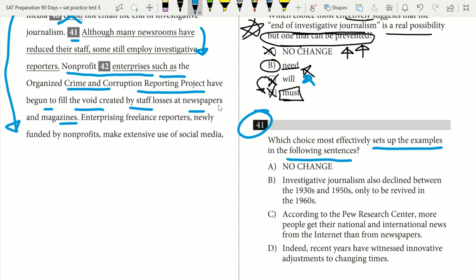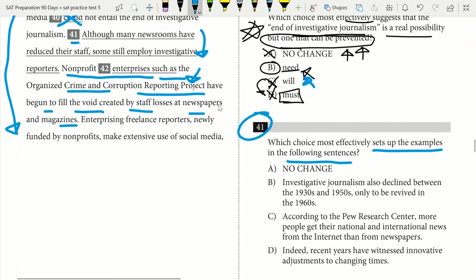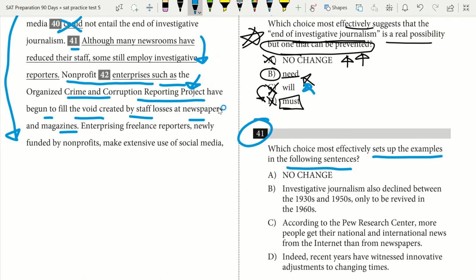If you were to take out such as the Organized Crime and Corruption Reporting Project, then you would be changing the meaning of the sentence because in this case it is restrictive. Okay, so if it's restrictive, you want to have no punctuation before or after such as, but if it is non-restrictive, you would want to have a comma before such as. So in this case it is restrictive, therefore we want the correct answer of A. Now, we can go ahead and read on and get our examples and then answer 41.